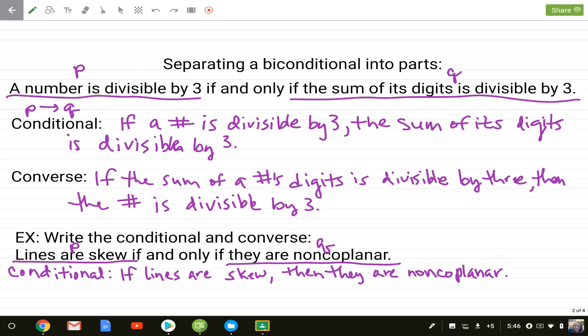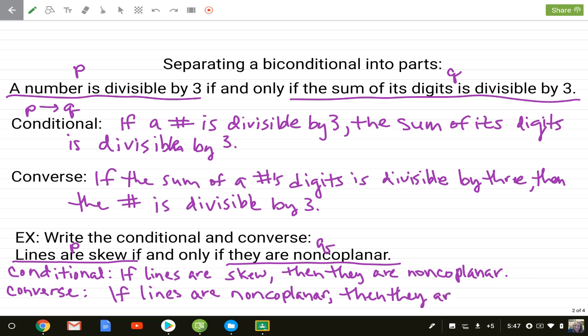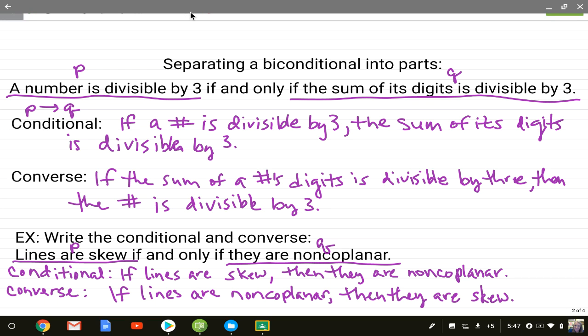Okay, so on this example, the lines are skew, I marked as P, the hypothesis, and they are non-coplanar, I marked as Q. So it's the part that comes before the if and only if, and the part that comes after it. For the conditional, I made it say if lines are skew, then they are non-coplanar. For the converse, I will just switch the P and Q around. So I'll say if lines are non-coplanar, then they are skew.